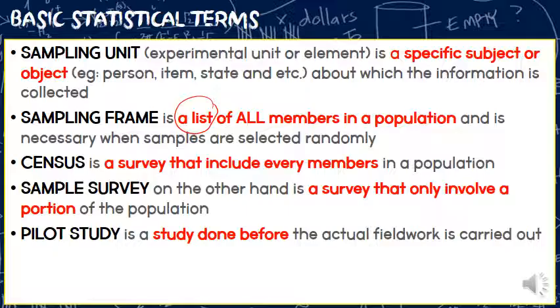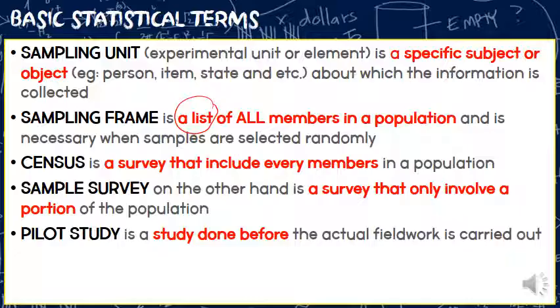But if daripada 5,000 student di UITM tu, awak hanya interview 100 orang je, awak tanya what is your CGPA untuk 100 orang daripada 5,000 orang, so this is what we call as sample survey. Sample survey is a survey that only involve a portion of the population. Sample survey adalah satu survey yang hanya melibatkan sebahagian orang sahaja ataupun sebahagian daripada population sahaja.